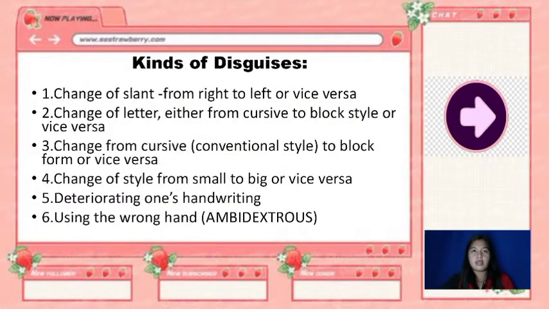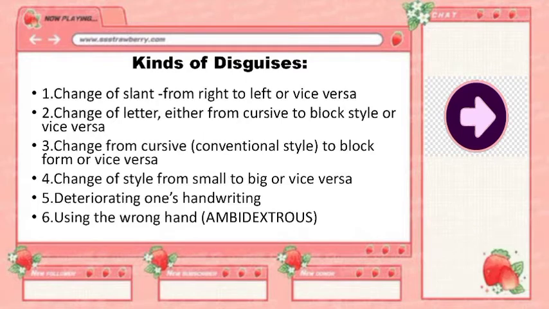Kinds of disguises. First is change of slant from right to left or vice versa. Second is change of letter, either from cursive to block style or vice versa. Third is change from cursive conventional style to block form or vice versa. Fourth is change of style from small to big or vice versa. Fifth is deteriorating one's handwriting. Sixth is using the wrong hand.